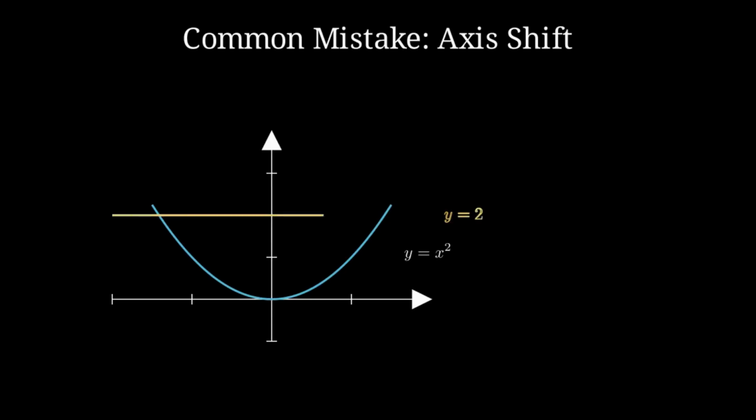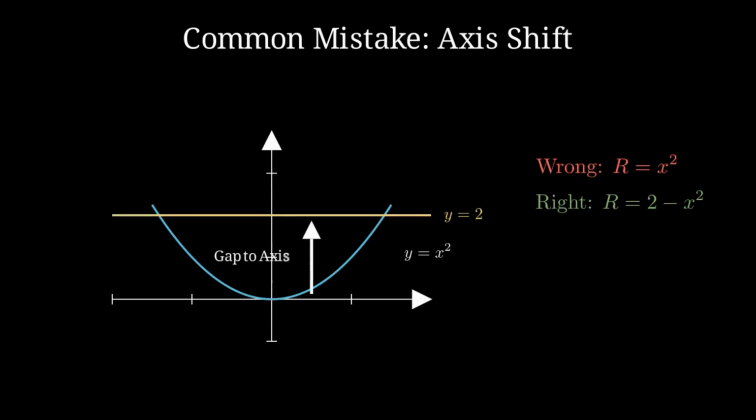Another mistake is forgetting the axis shift entirely and just using the function as the radius. Always draw the axis of rotation first. If it isn't the x-axis or y-axis, your radius expression must include that shift constant. Skipping this step will result in calculating rotation around the wrong center.